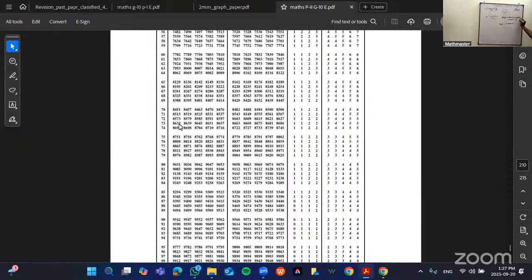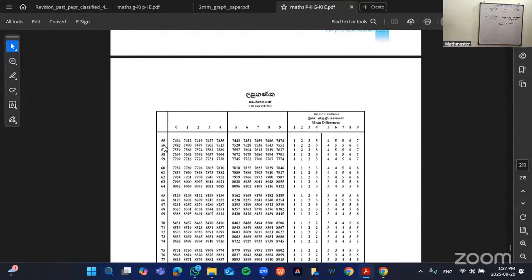Then 564 means what? Take the first two numbers, that is 56. That means it is the 56th row and the fourth column. So see where the 56th row and fourth column is. Here, the 56th row and the fourth column is here. That is 7513.